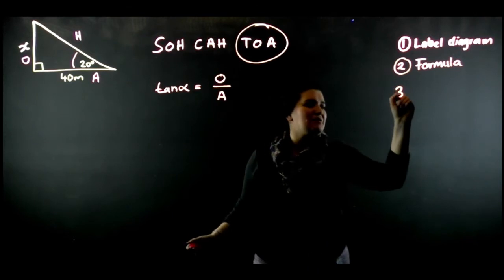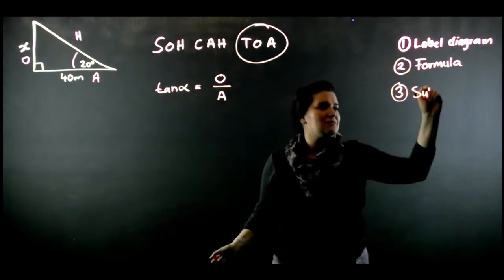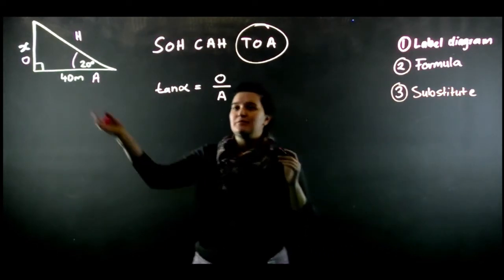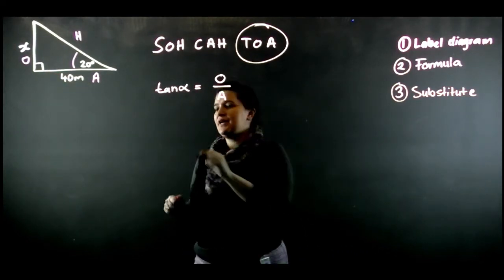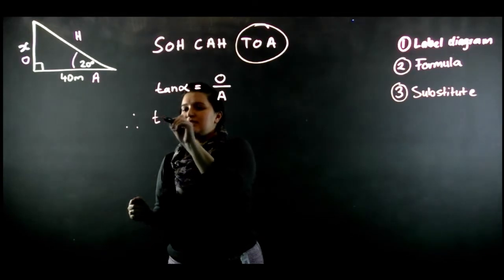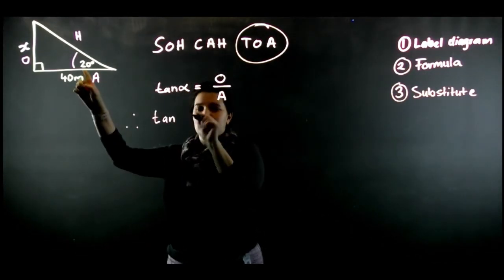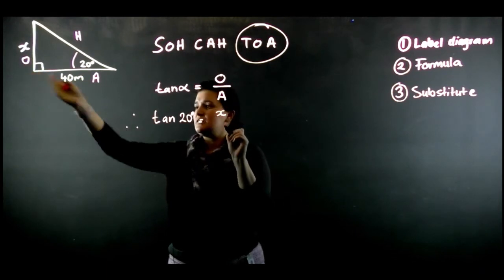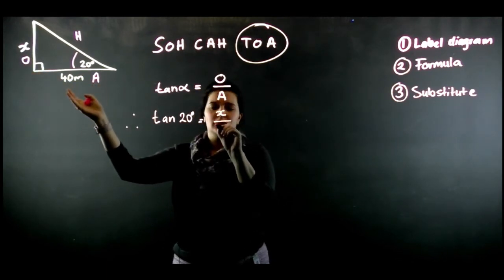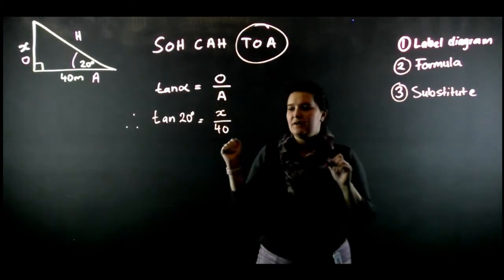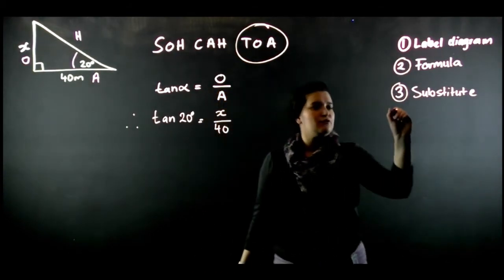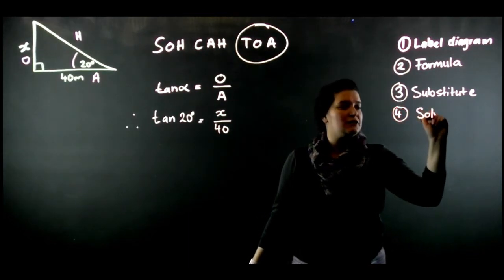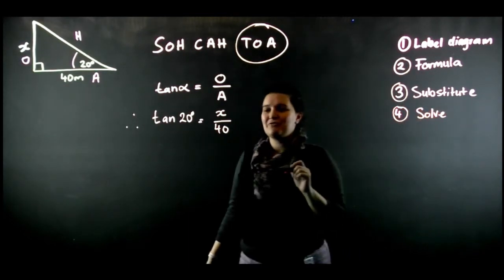Okay. Step 3, substitute. So I'm substituting the information that I know into my equation. So therefore, tan of 20 degrees, the angle, equals the opposite side, x, over 40, the adjacent side. All right, step 4, we're using our algebraic tricks to solve for x.